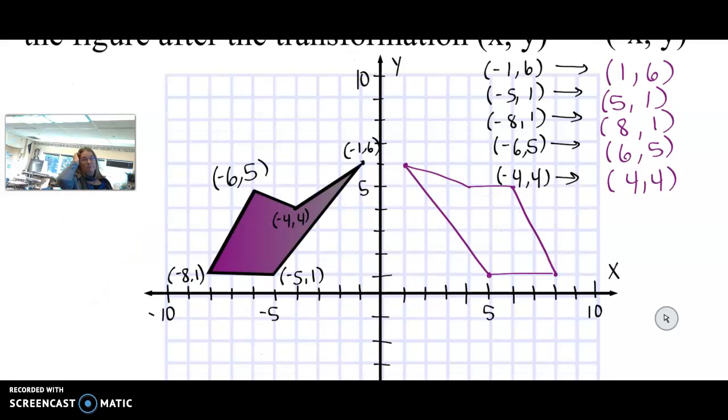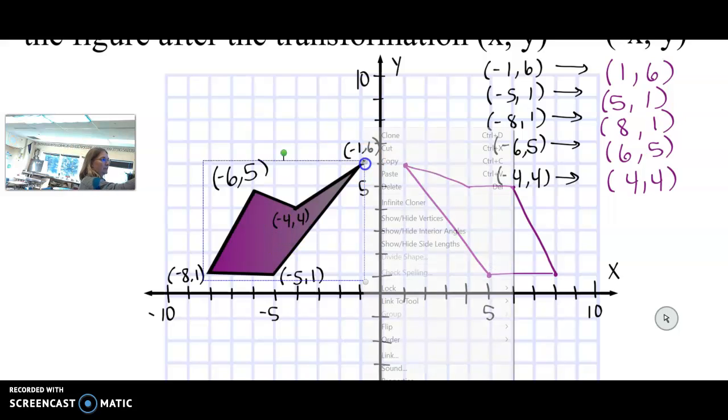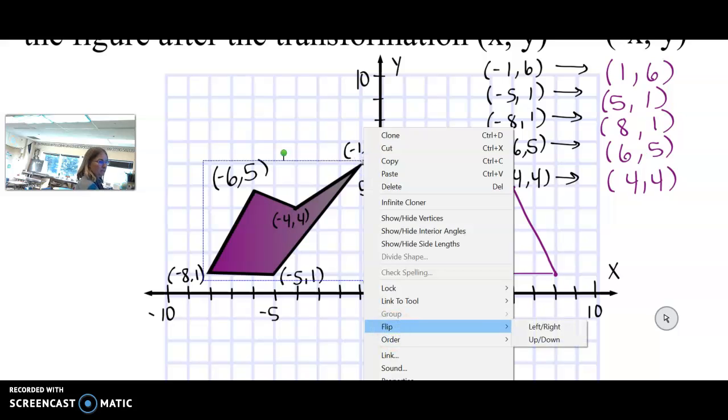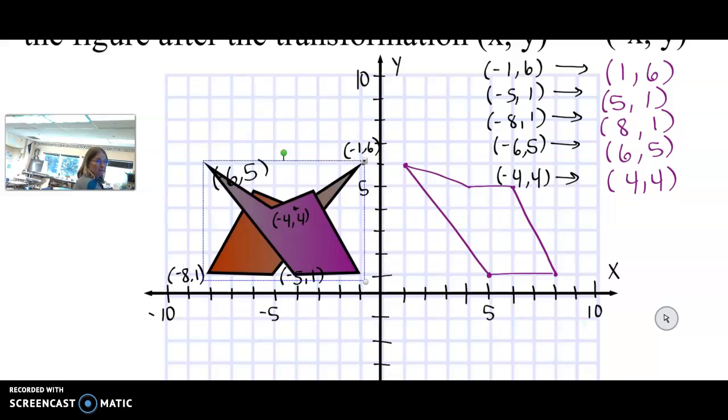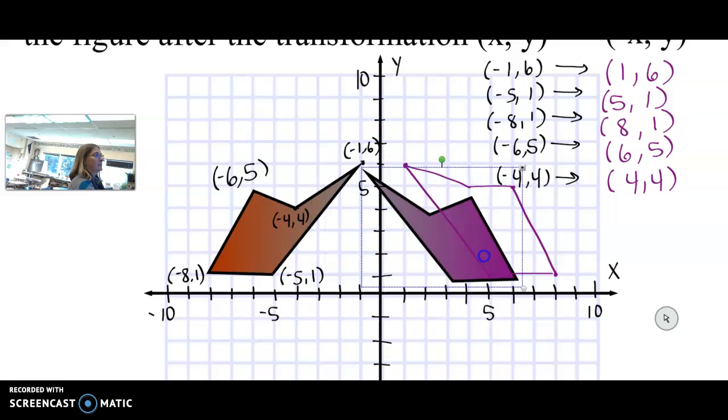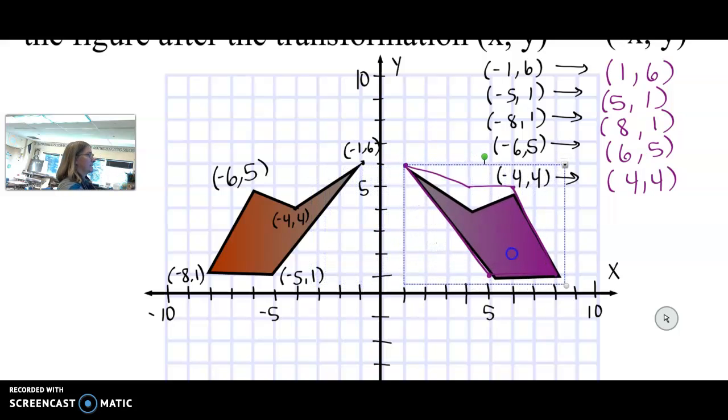Alright, so your coordinates should become (1, 6), (5, 1), (8, 1), (6, 5), and (4, 4), which I plotted and connected the dots over here. And if you look at this figure, if I flip it, instead of up, down, this time I flip it to the left, right, and this point, (-1, 6), would become (1, 6), and you get your reflected image.